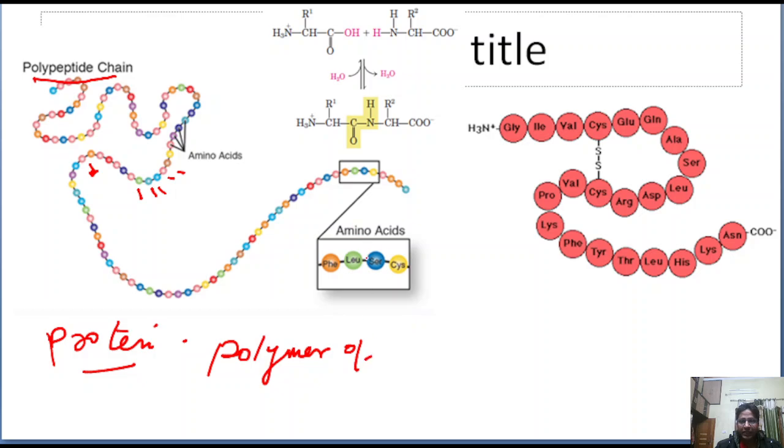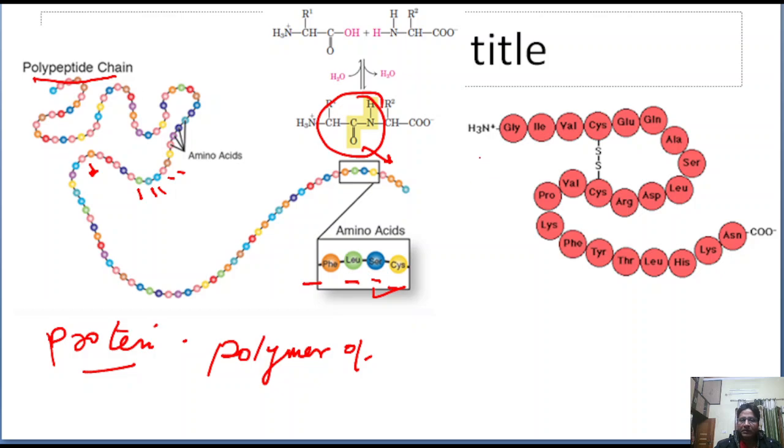Here we are seeing a magnified view of four amino acids: phenylalanine, leucine, serine and cysteine. This is a protein or polypeptide chain, where the amino acids are linked by a bond, and that bond is the peptide bond.